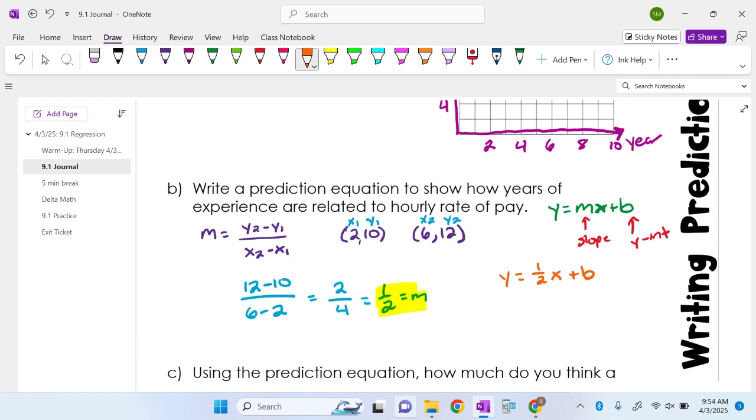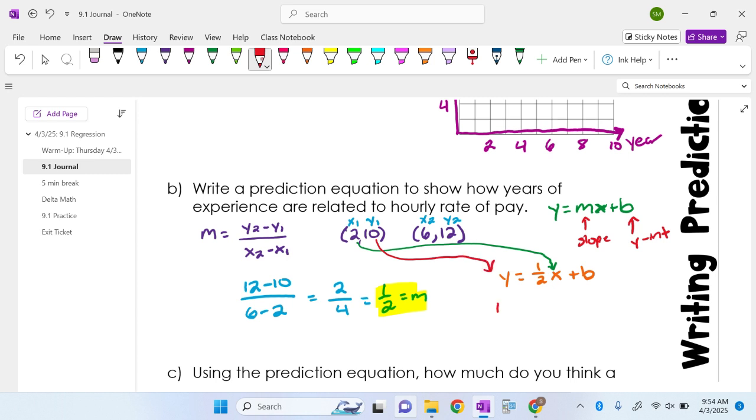Good. So you would take one of those 2 points, it doesn't matter which one, and you would plug in the x value for the x and the y value for the y, and then you solve for b. So I'm going to use the 2 and 10 because it's smaller numbers. So I'm going to take the 2, plug it in for the x, and the 10 and plug it in for the y, and then we're going to solve for b.